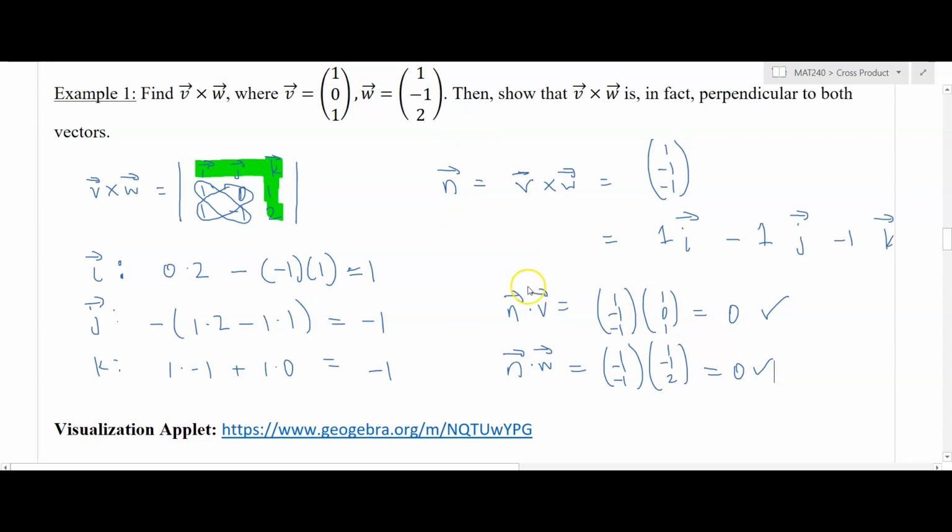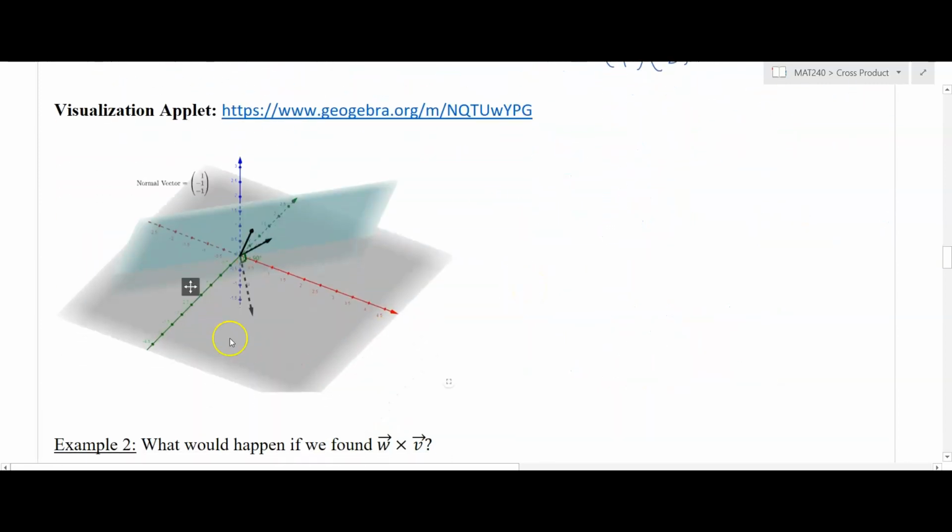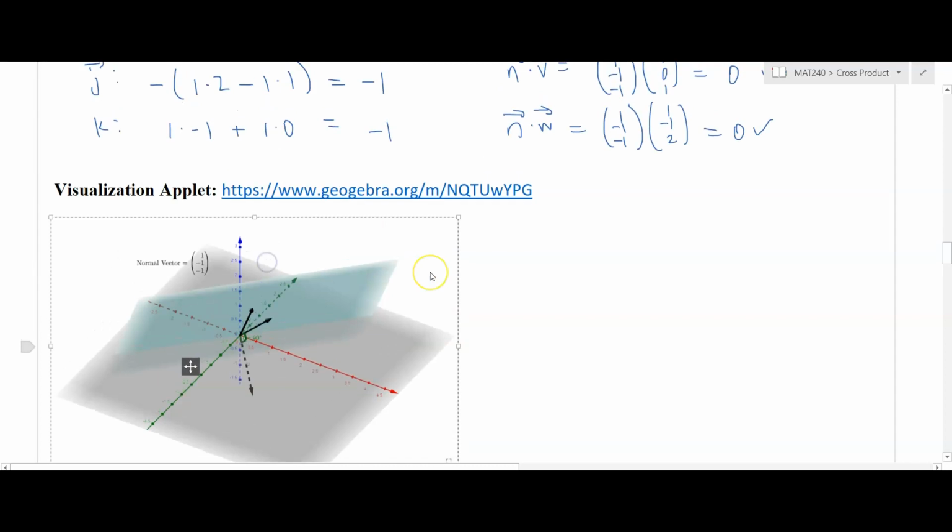We've already proven that the formula works. Now we can actually visualize this. Here's a little applet where you can type in two vectors. It'll output the cross product between them. And so we see here that in our visual, there are our two vectors. So one of these is going to be 1, 0, 1. That's going to be this one here.